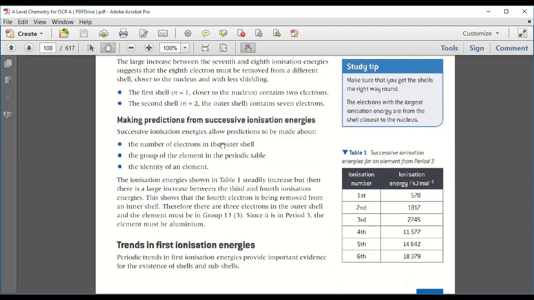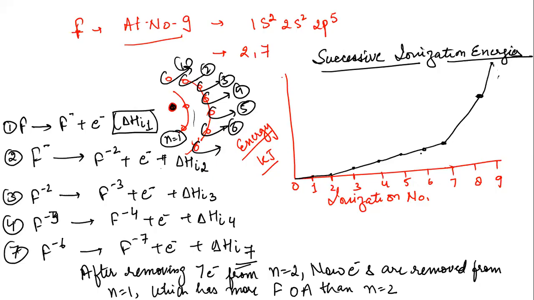Now, what predictions can we make from these successive ionization energies? Successive ionization energies allow predictions to be made about, first, the number of electrons in the outermost shell. Now, if you see this diagram, we can predict that these are slightly increasing. There is not a steep increment. Actually, it is something like this, not that one. It is something like this. So a little bit of increment is there.